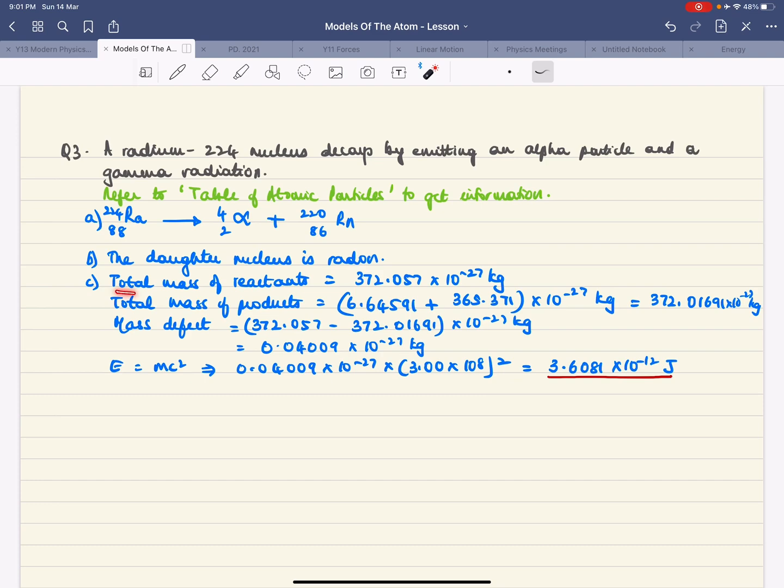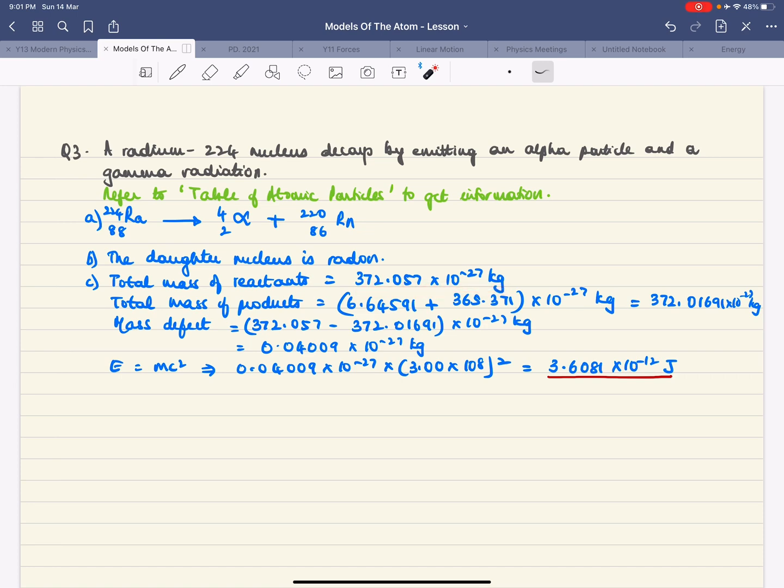First, look for the total mass of reactants. There's only one reactant here, so the mass of radium, so you have to put in all the significant figures, whatever is given, so no shortcuts here. So 372.057, and then the 10 to the power of negative 27 I get from the top of my table, so I have to put that as well over here.